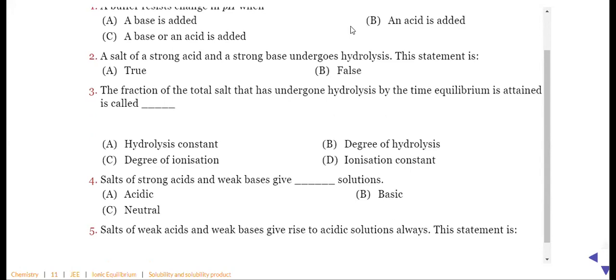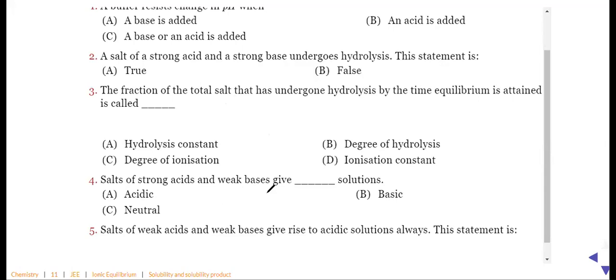Third one: the total salt that has undergone hydrolysis by the time equilibrium is attained is called, tell me. It is asking about h, everyone. What is h called? There's a difference: Kh and h are two different things.